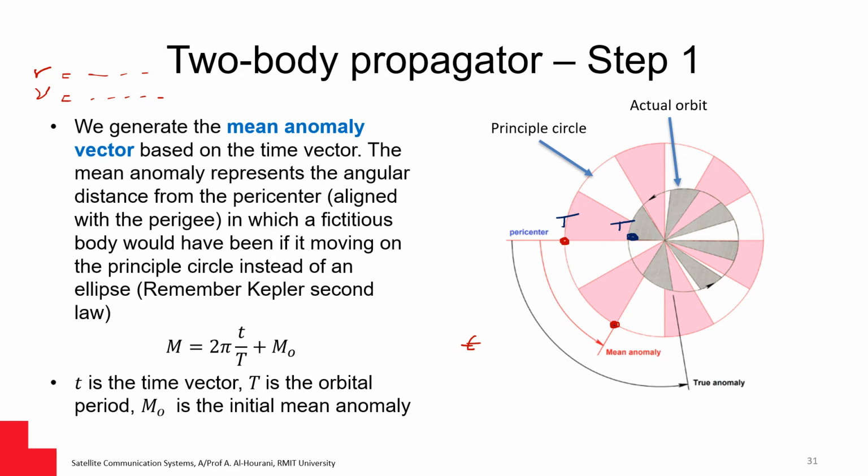In one period, capital T, the satellite will make a full circle, so 2 pi. So in a small time t, the satellite will simply make t over capital T multiplied by 2 pi. So what does that mean? It means the mean anomaly of the virtual satellite is simply 2 pi small t divided by capital T plus the initial mean anomaly.